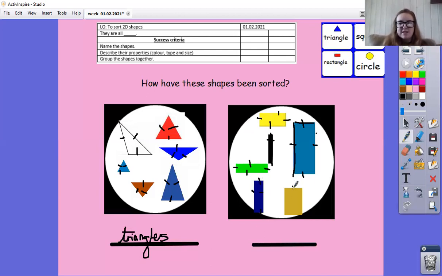Last shape. How many sides does it have? 1, 2, 3, 4. It has 4 sides. Are they all equal? Shout out the answer. No. So what shape are all of these? What shape are all of these if they all have 4 sides which are not equal? It is a, oh, shout it out. It is a rectangle. So this whole group is rectangles.